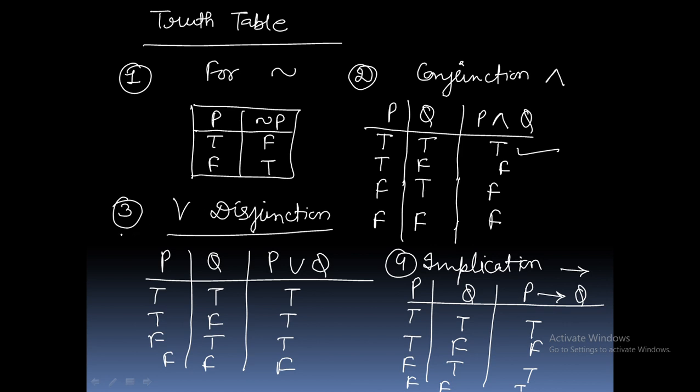And in case of disjunction, if both given conditions are false, then it will be false, otherwise in all cases it will be true. Whether they are true-true, the result is true; true-false, true; false-true, true. Now in implication, the one difference is that the result is false only when the second condition is false. If the first condition is false, then it will be true. That means true-true is true, true-false is false, false-true is true, false-false is true.